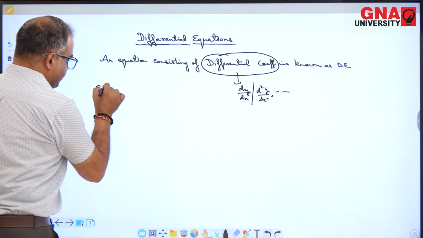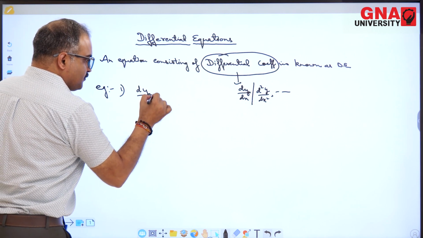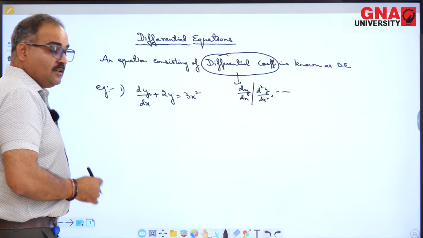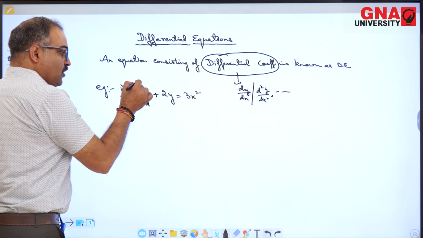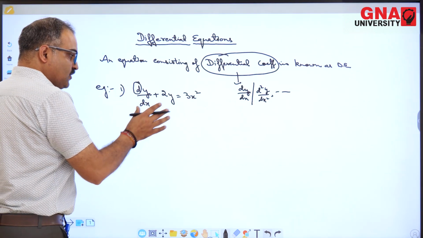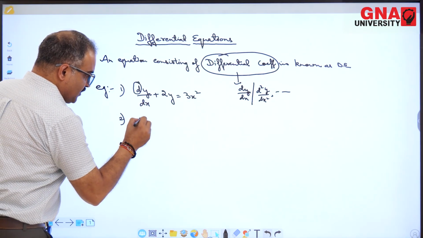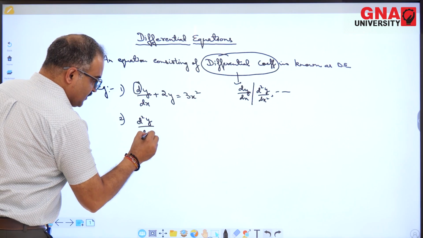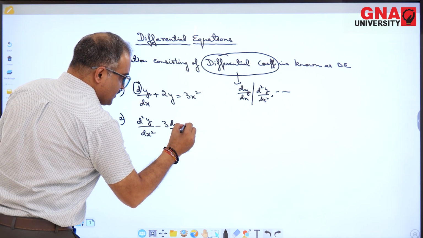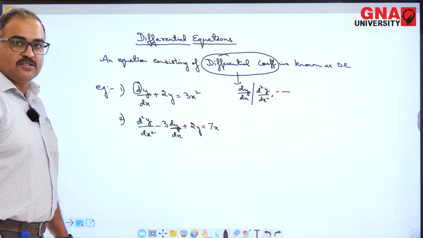For example, dy by dx plus 2y is equal to 3x square is a differential equation of order 1, because here I have taken one time derivative, that is known as first order differential equation. Again, second example: d2y by dx square minus 3 dy by dx plus 2y is equal to 7x, that is also a differential equation.